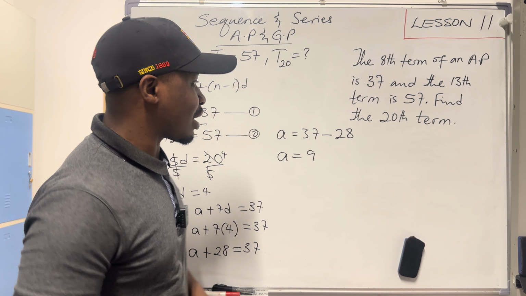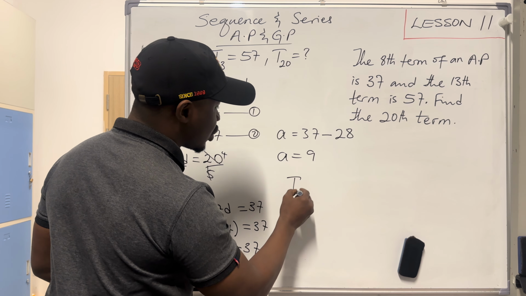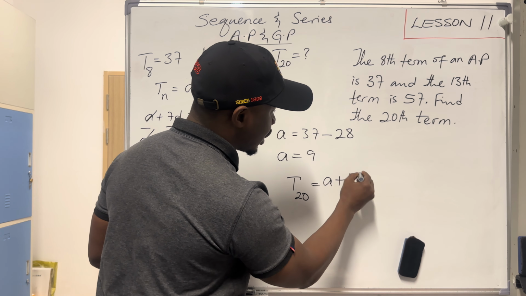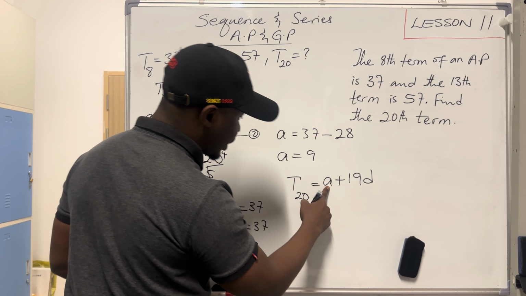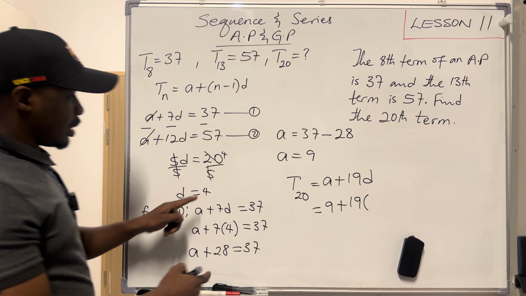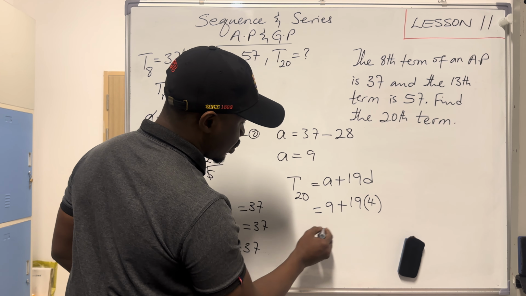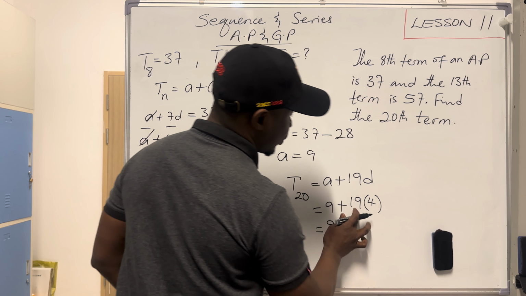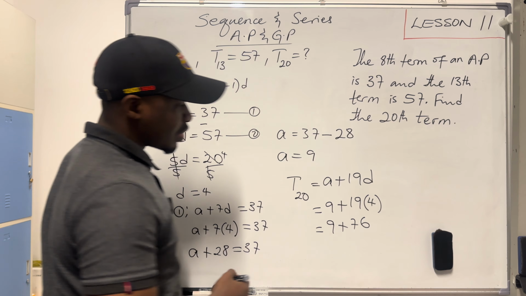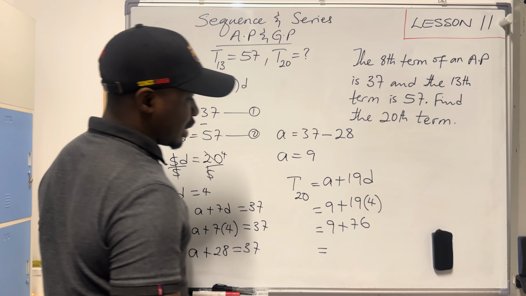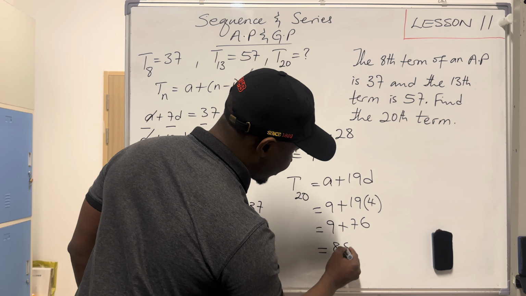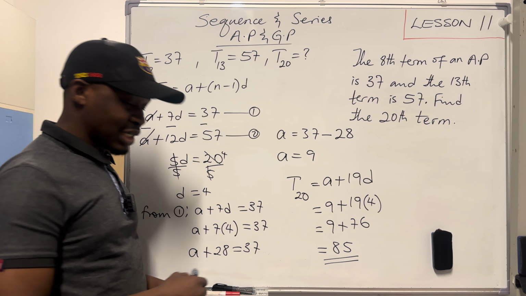But sometimes they will only say find the 20th term, the 9th term, or a specific term. So for the final question, to find the 20th term, we say 20 minus 1 is 19, so a plus 19d. What is a? a is 9. What is d? d is 4. So 19 times 4 is 76. So 9 plus 76 gives 85. So the 20th term is 85.